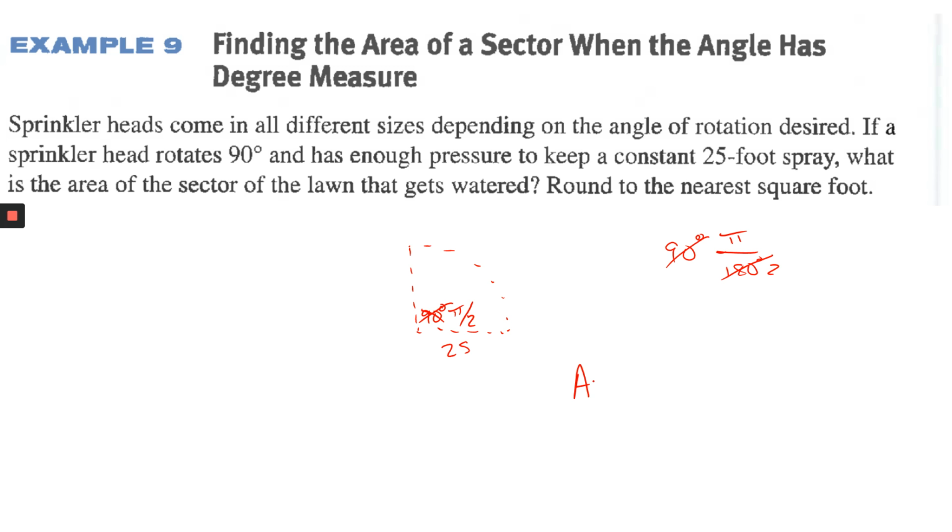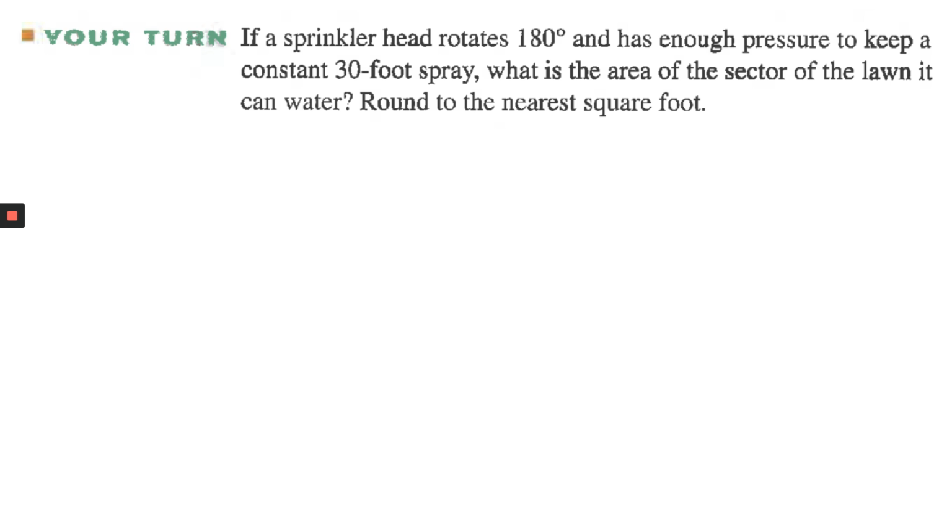So we're going to say the area is 1/2 r squared times the angle, pi over 2, round to the nearest square foot. So let's plug this into our calculator. 0.5 times 25 squared times pi divided by 2 is 491 square feet. Your turn.